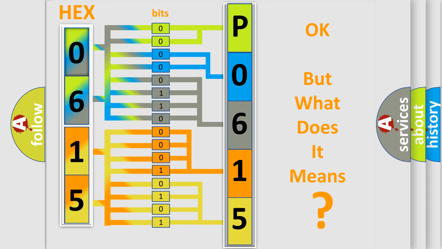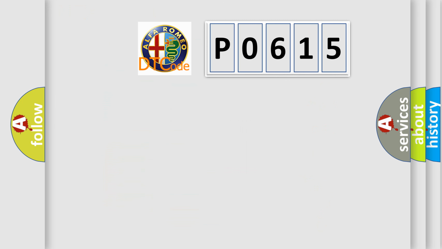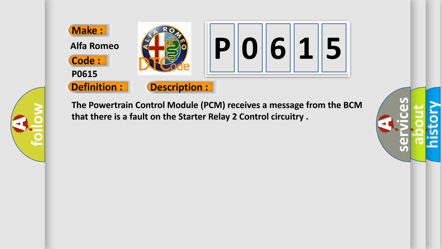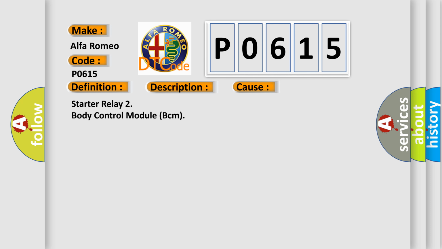The number itself does not make sense to us if we cannot assign information about what it actually expresses. So, what does the diagnostic trouble code P0615 interpret specifically for Alfa Romeo car manufacturers? The basic definition is BCM starter relay electrical check low open high. And now this is a short description of this DTC code. The powertrain control module PCM receives a message from the BCM that there is a fault on the starter relay 2 control circuitry. This diagnostic error occurs most often in these cases: starter relay 2, body control module BCM.